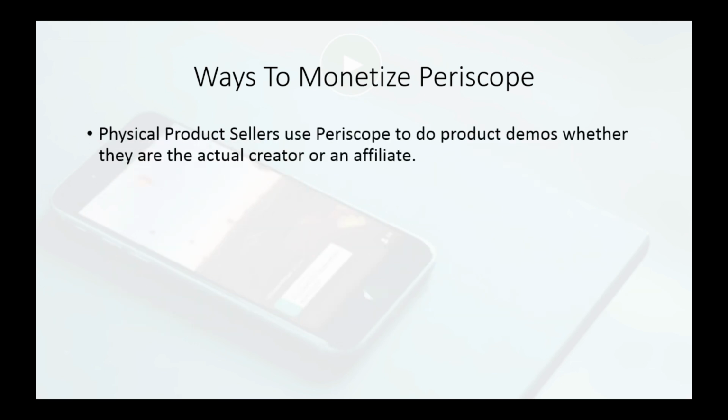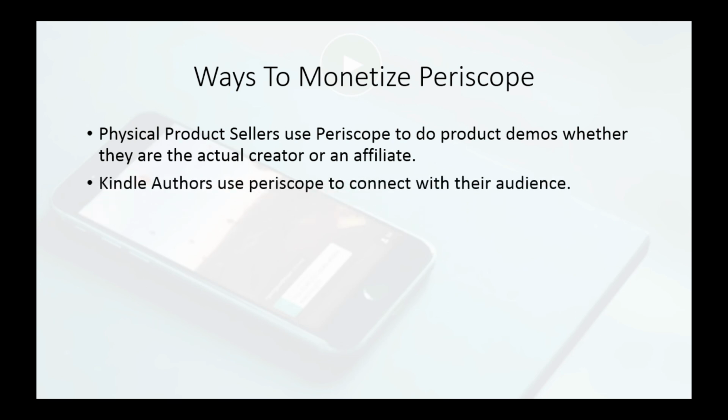Now, physical product sellers can use Periscope to do product demos, which is a fantastic way of demonstrating to people that what they're about to buy actually works. They're able to see the product in action so that they'll be more willing to buy. And you can do this whether or not you're the actual creator or an affiliate. There are no rules against affiliates doing product demonstrations. So this is a great way to get people engaged, get people to see the actual product, and to get them to buy.